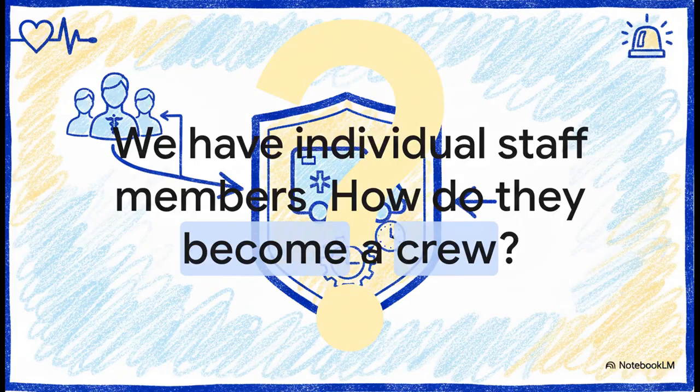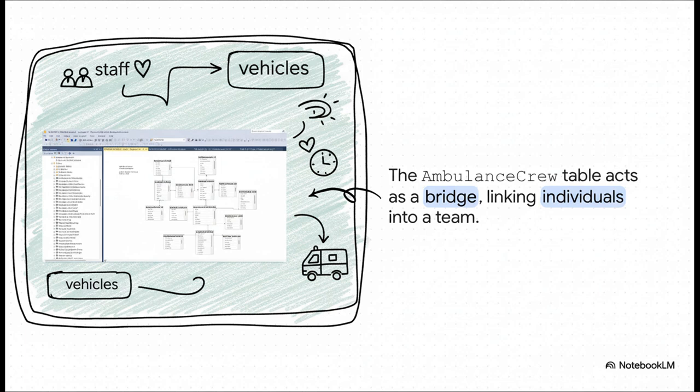I mean, this is the key question, isn't it? The system has a list of all the qualified drivers over here and a list of all the qualified assistants over there. So how does it play matchmaker? How does it digitally pair them up to create one single unit that can be assigned to a vehicle and a shift? And the magic happens right here.